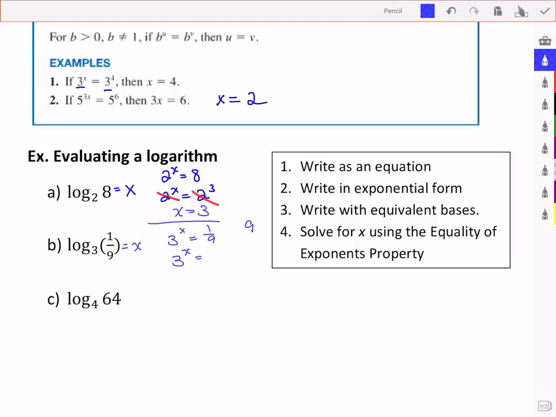And I know 1/9 is 9 to the negative 1. So I could say 3 to the negative 2 is equal to 1/9. You see that? How 3 to the negative 2 is the same thing as 1/9. So 3 to the negative 2 is 1 over 3 squared, which is 1/9. Okay. Now I have same bases, so I can mark them out. So x equals negative 2.